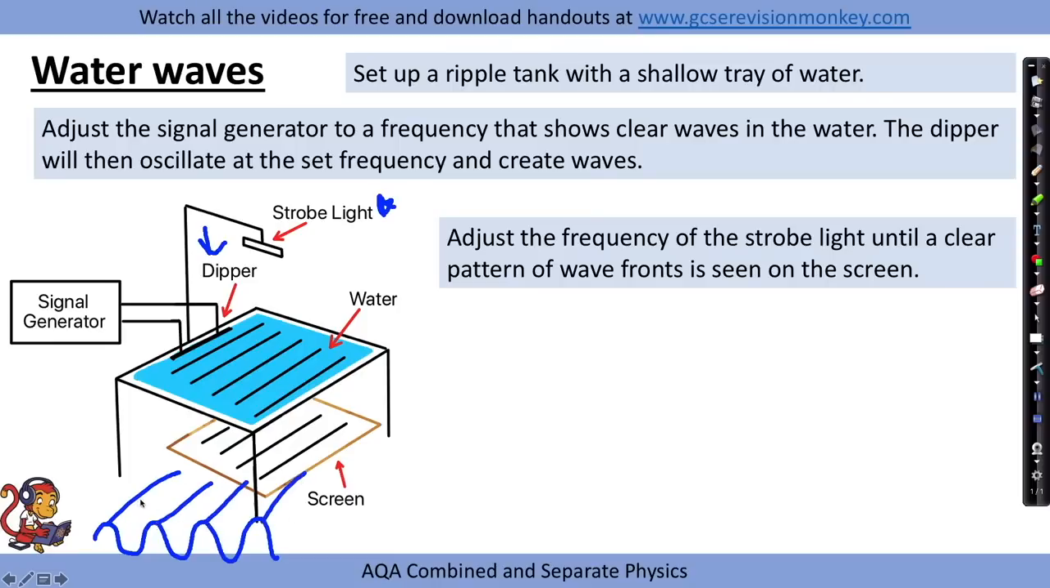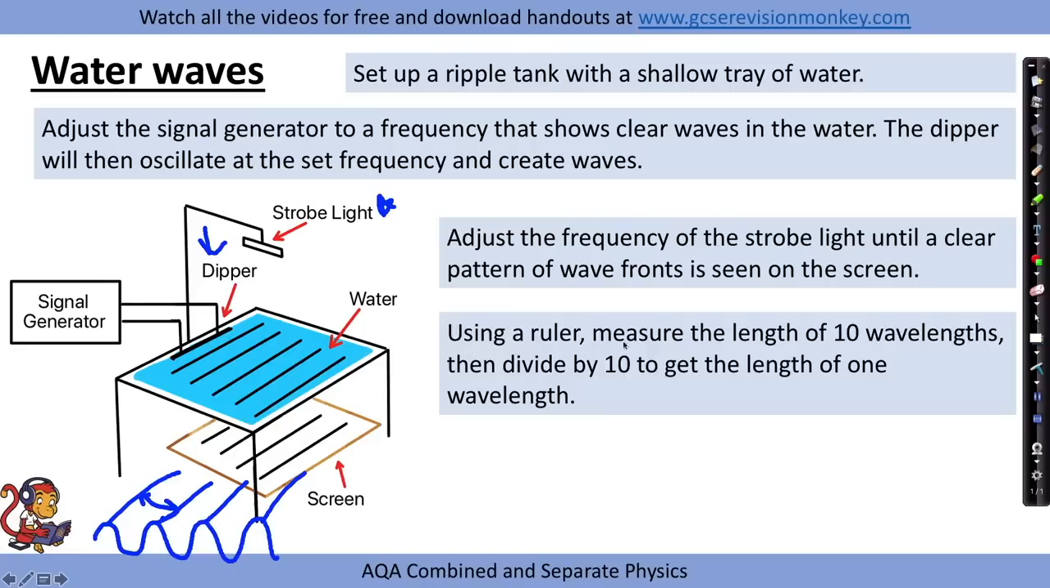And to measure wavelength, we can simply measure the distance between two of those wavefronts, and that will give us one wavelength. But again, like the previous example, it would be more accurate if we measured a bigger distance and divided by the number of wavelengths we had. So we'd use a ruler, measure the lengths of say 10 waves. I don't have 10 on the screen, but in your exam they'll probably give you one with many more wavelengths than this. And then we divide by 10 to get the length of one wavelength.